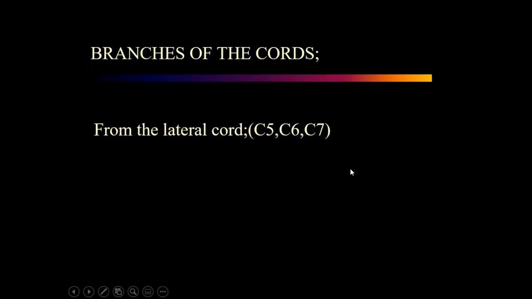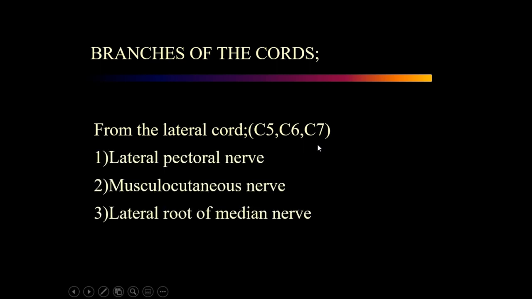Now branches of the cords. Lateral cord will be formed by root value C5, C6, C7. 3 branches. Lateral pectoral nerve, which supplies the pectoralis major muscle. Musculocutaneous nerve, the nerve of the anterior compartment of the arm. Lateral root of median nerve. Median nerve is formed by two roots. One is the lateral root, another is the medial root, that will be from the medial cord.